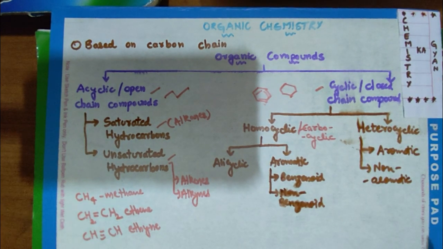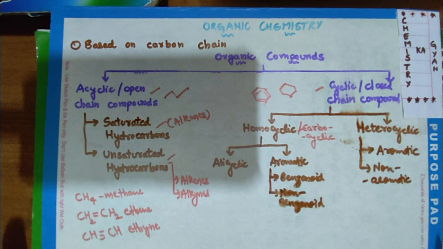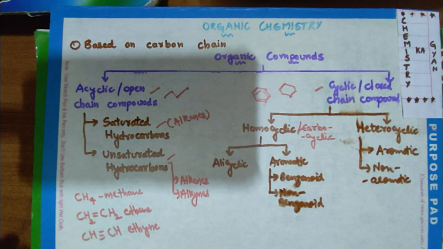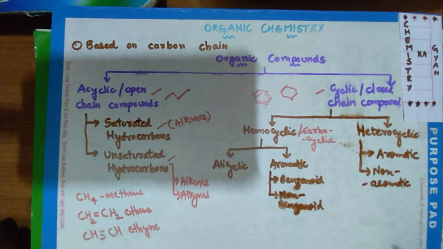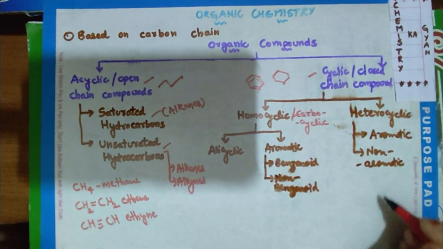Heterocyclic means that other than carbon and hydrogen, there would be a nitrogen atom, oxygen atom, sulfur atom, phosphorus atom, etc. in the ring, in the main ring, not as a substituent. The example of a heterocyclic ring would be pyridine.